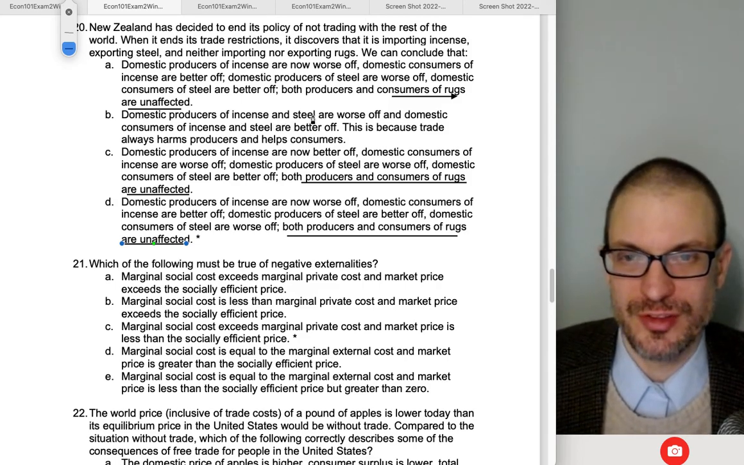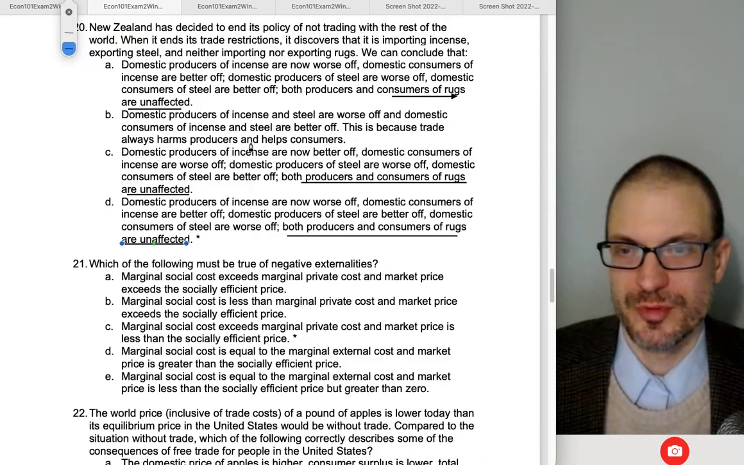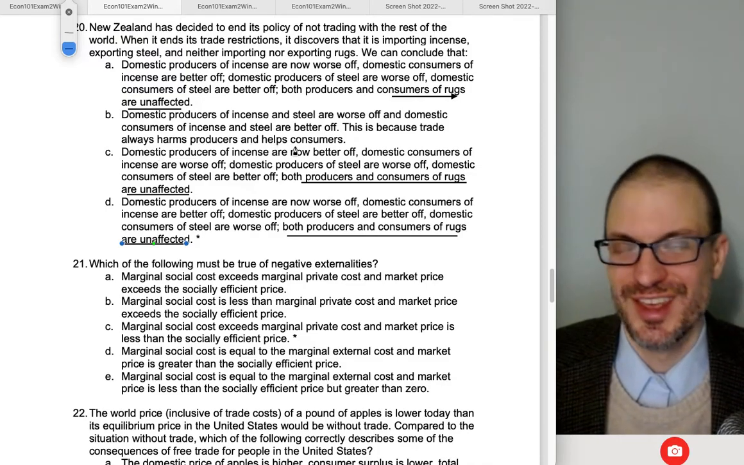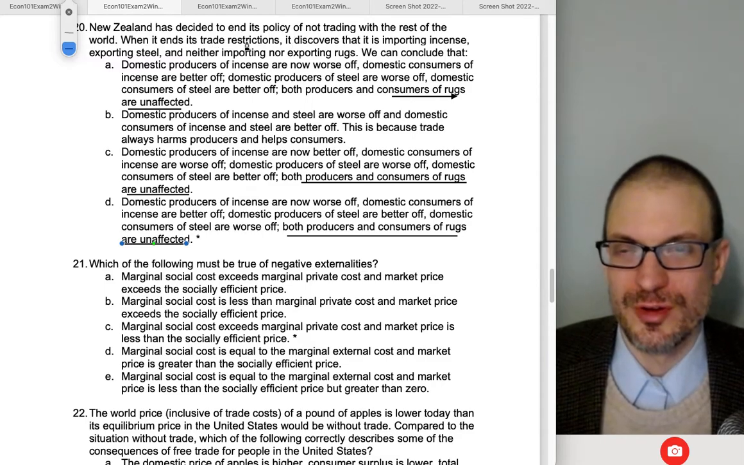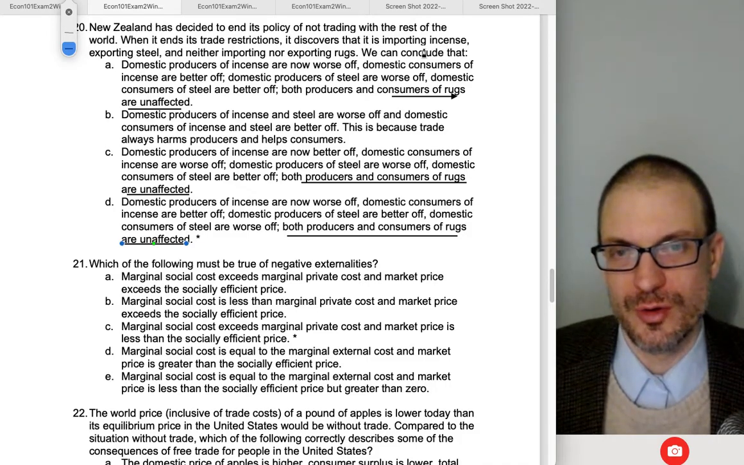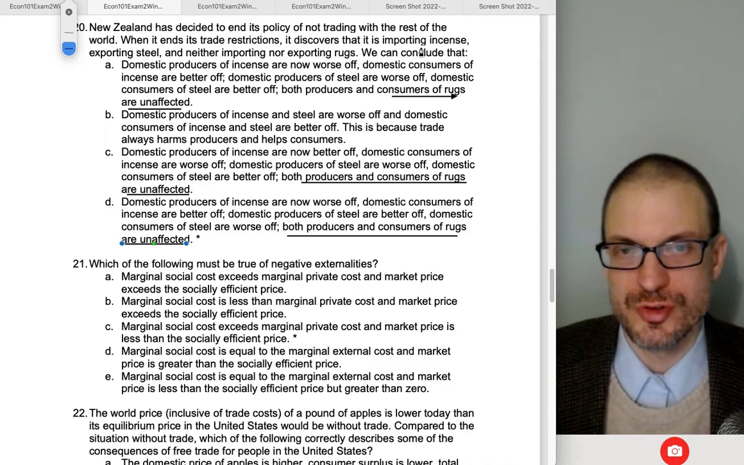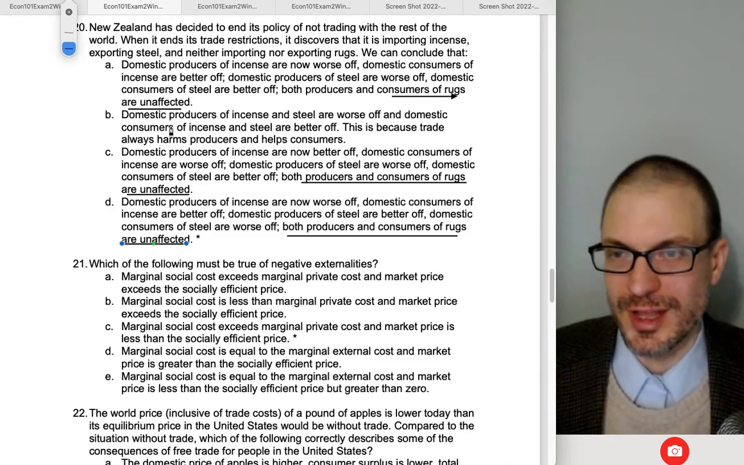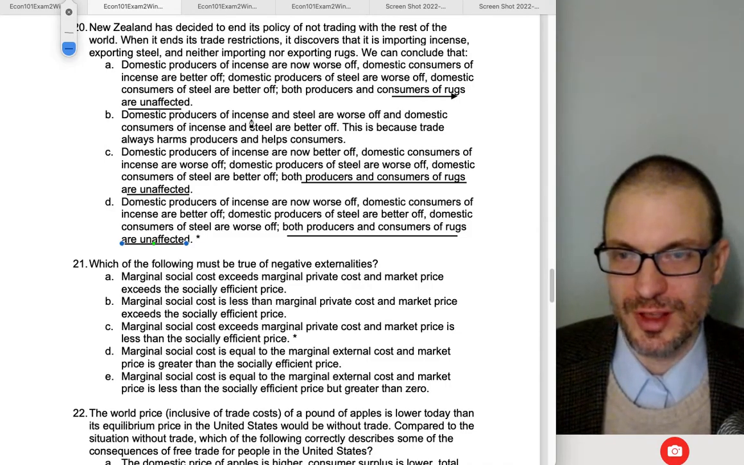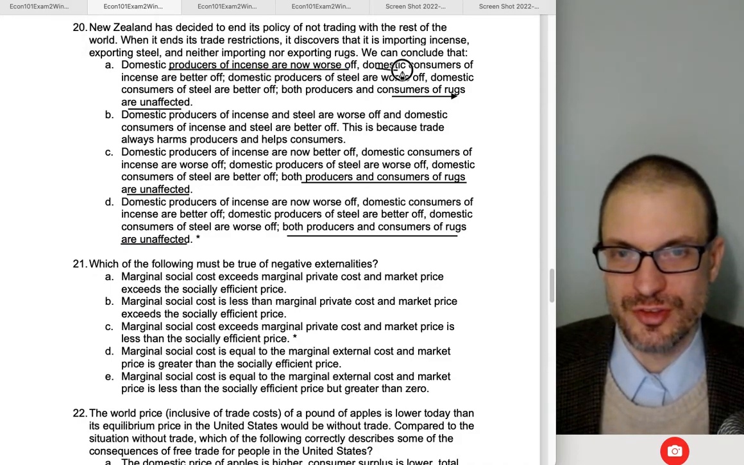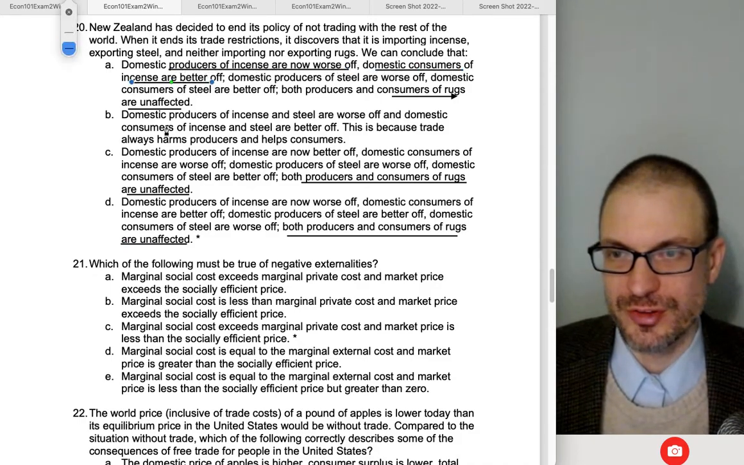Domestic producers of incense and steel are worse off. Domestic consumers of incense and steel are better off because trade always harms producers and always helps consumers. No, that's ridiculous. All right, so when it ends trade restrictions, it discovers it's importing incense. If it's importing incense, the winners are going to be domestic consumers. The losers are domestic producers. So let me look at incense. Domestic producers of incense are worse off. Yep, that works. Domestic consumers of incense are better off. Yep, that works.